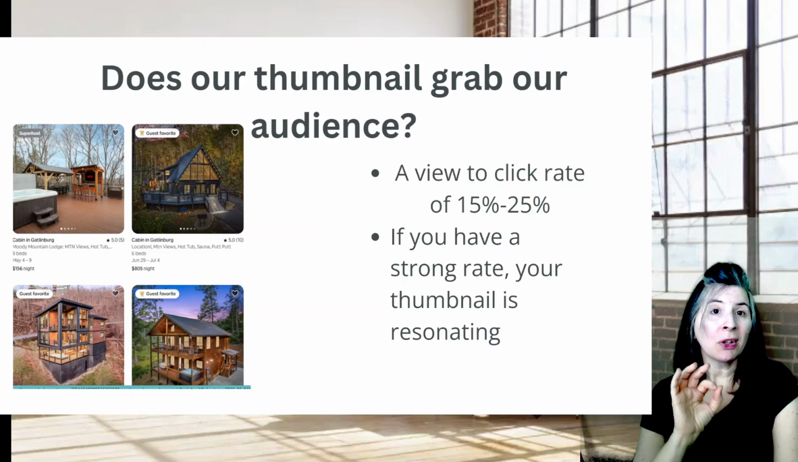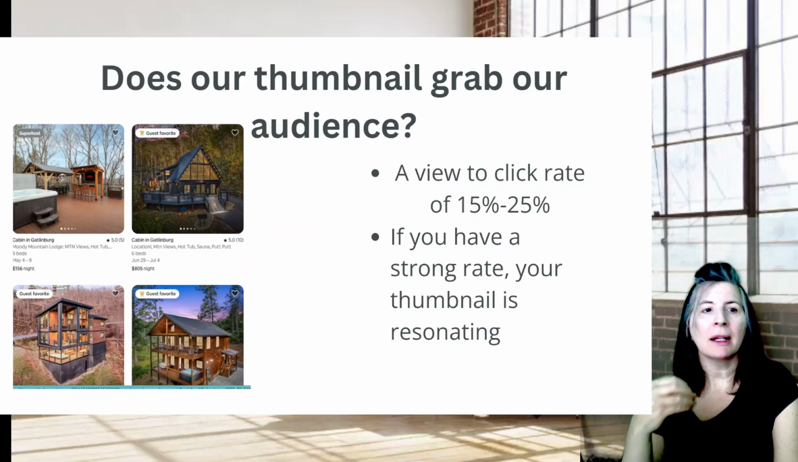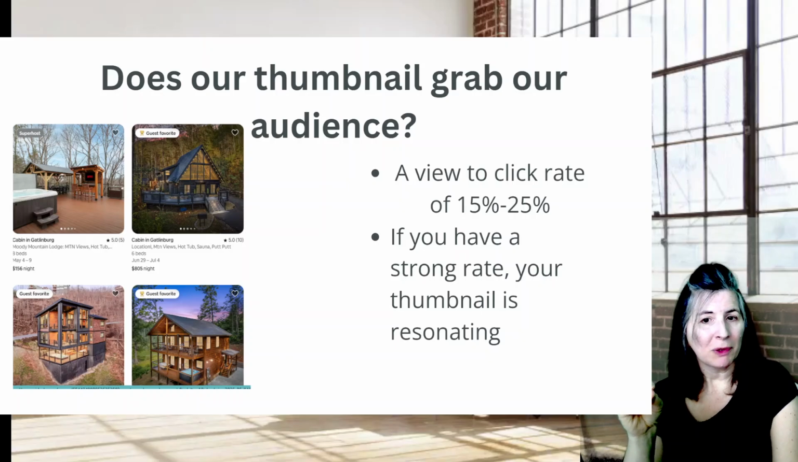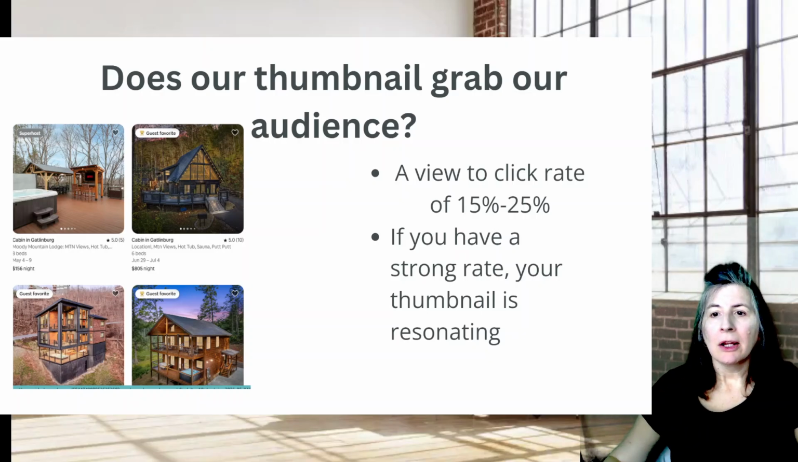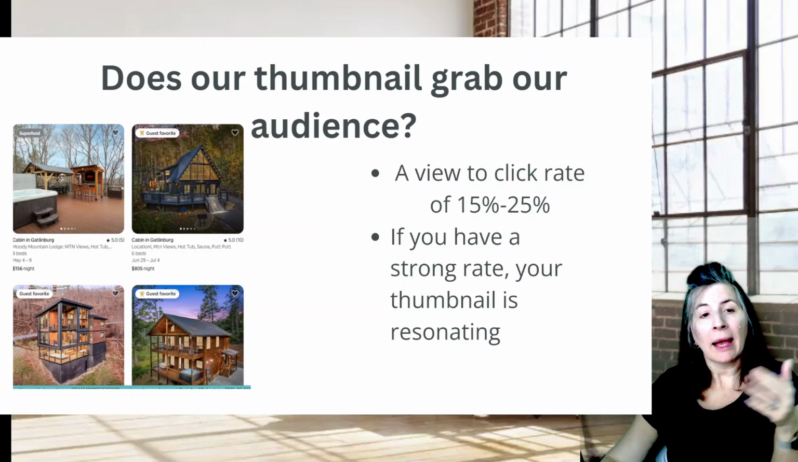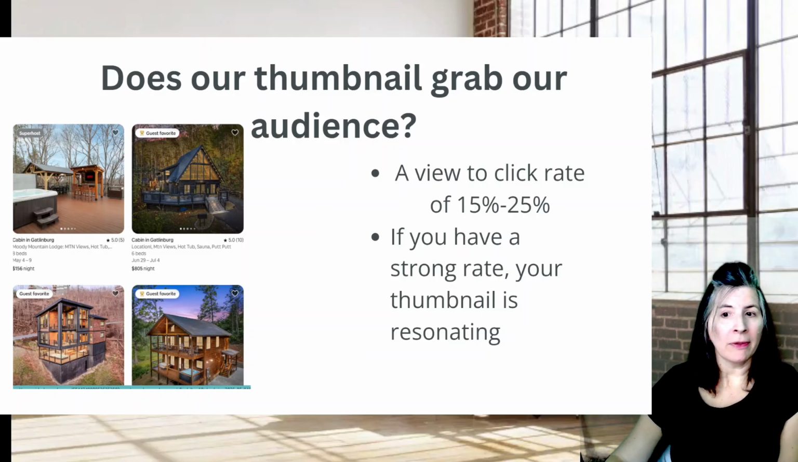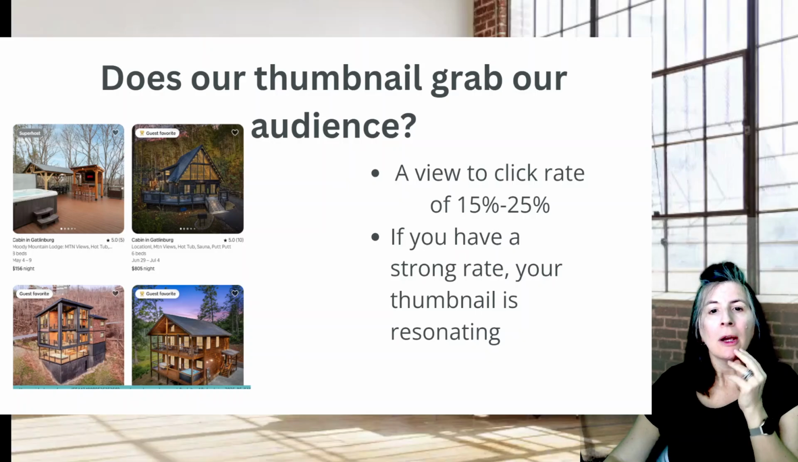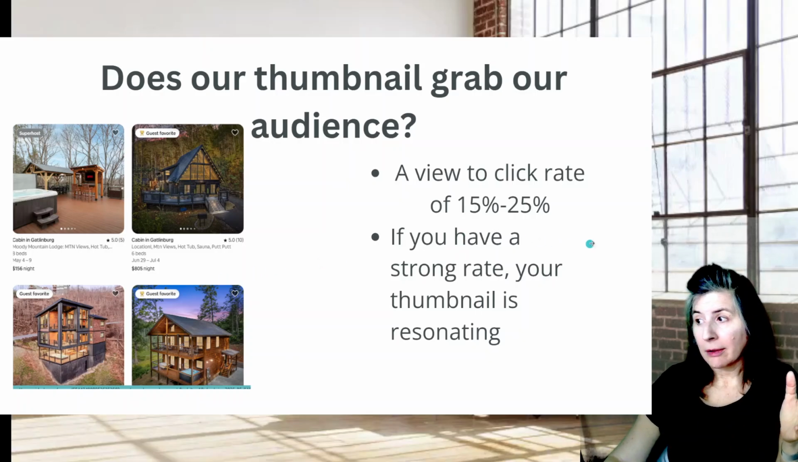But on average, a good click-through rate. So you showed up in somebody's search results and they clicked on it. That click-through rate should be somewhere between 15 and 25%. If you have a strong rate, what this means is that your thumbnail, your lead photo, your pricing, the things that show up, whichever, and your thumbnail is different depending on your platform. So you got to look at it on all the different channels that you're using, looks good, right?